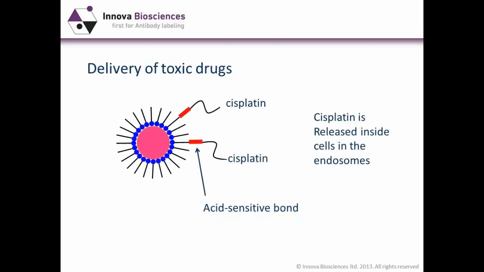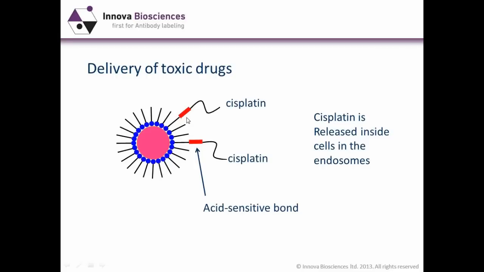Okay, just coming to the last two slides now. Gold particles can be used for delivery of toxic drugs. So you'll find this type of study in the literature. So cisplatin, which is incredibly toxic, shows reduced toxicity if it's attached to this type of structure.